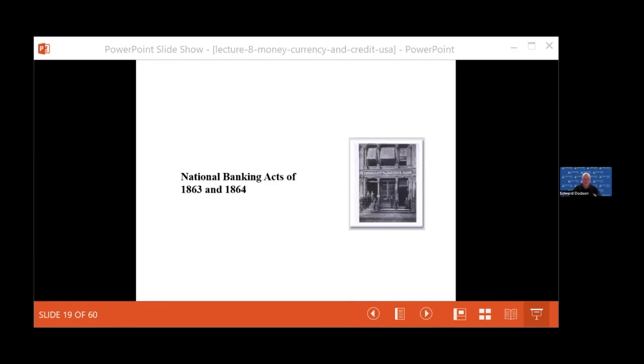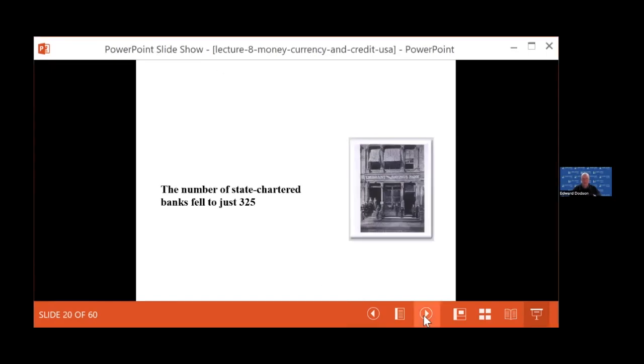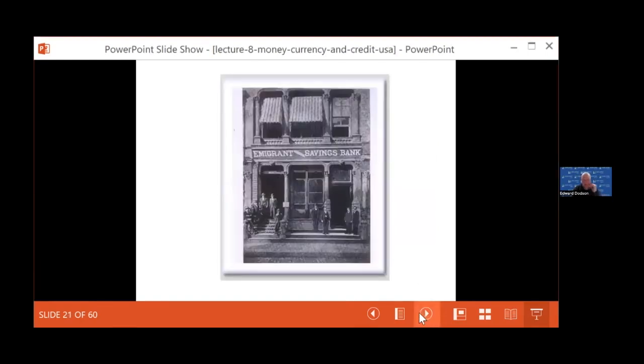And most of you have already heard the story about greenbacks, and we'll talk a little bit about that. So as a result of these two banking acts being passed, the number of state banks fell from the 1,600 level to only 325 by 1870. This is 5 years after the Civil War ends. So the national banks are taking hold, but there's innovation. I mean, the people in the state banks aren't sitting still.